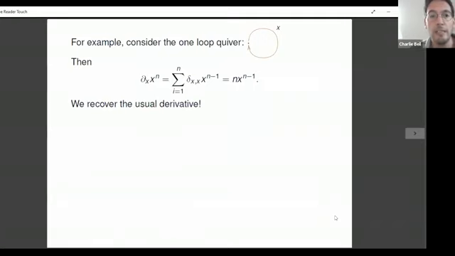Okay, so for example, consider the one loop quiver. So just one vertex and one loop called the loop x. Then the derivative of, say, x to the n with respect to x turns out to just be n times x to the n minus 1. We get the usual derivative from this cyclic derivative.